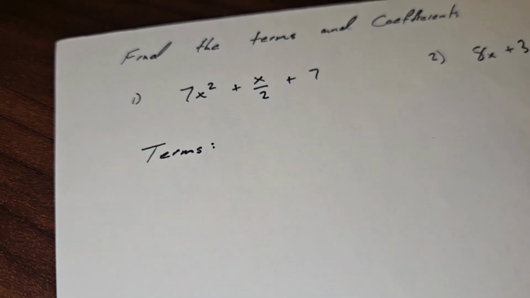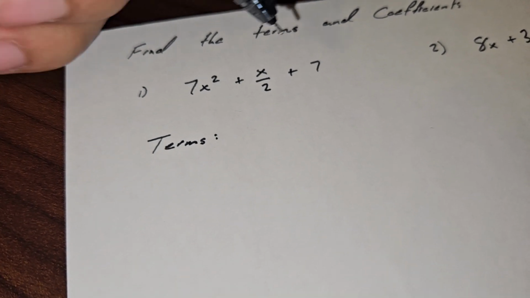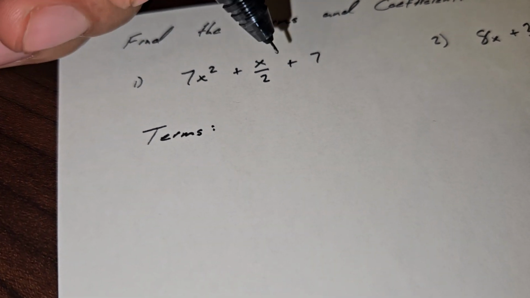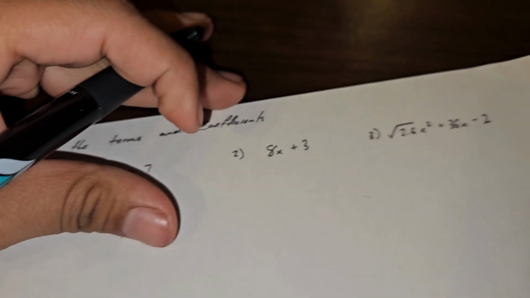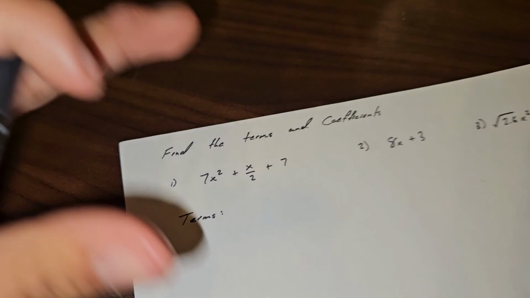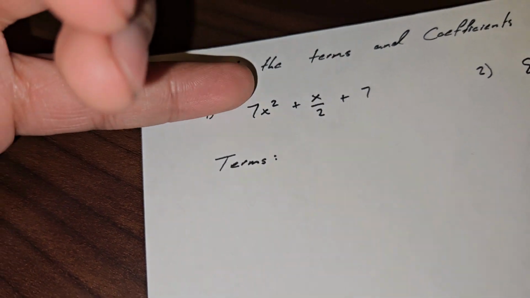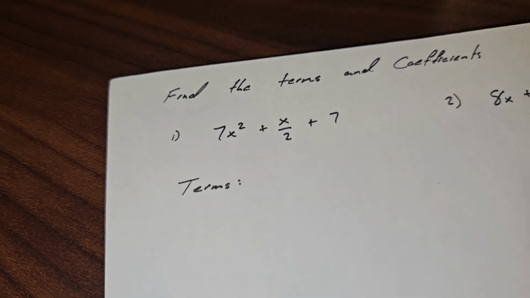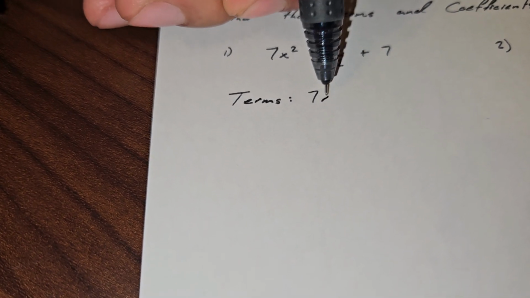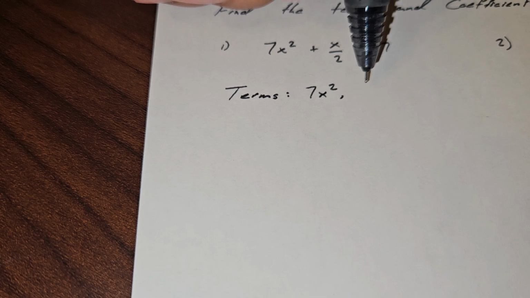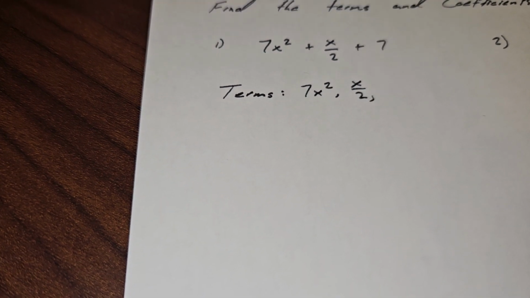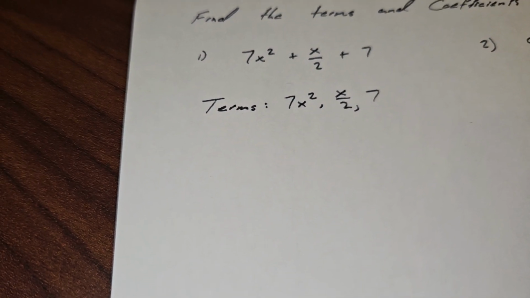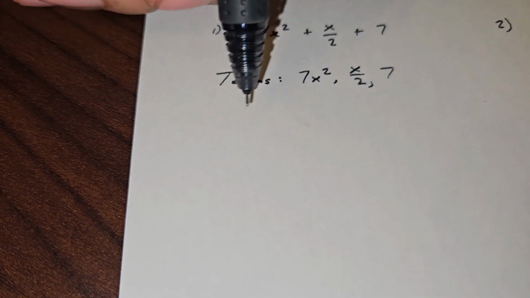So what are the terms? The terms are basically anything separated by the plus sign or the minus sign. So there's three terms right here, 1, 2, 3, and they're separated by the plus sign. So the terms in this one are 7x squared, and we have x over 2, and we have 7. Those are the terms. Now let's go ahead and find the coefficients.